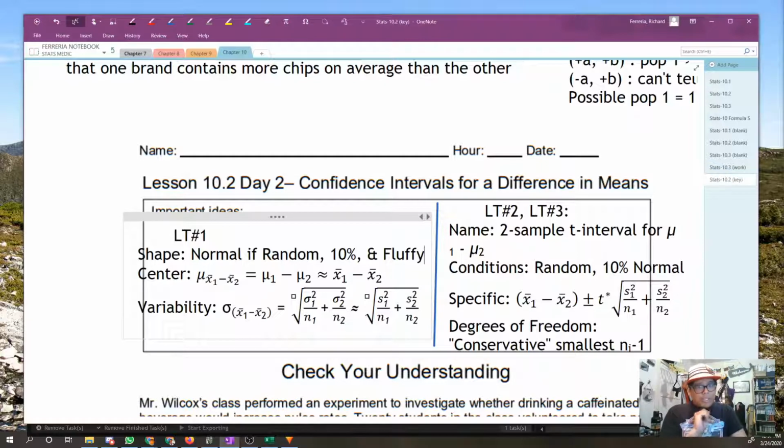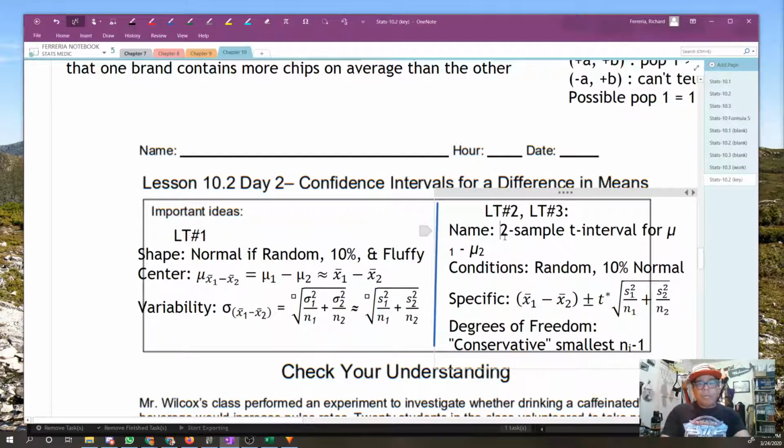What about the changes in the 4-part plan for a T interval? Well, there's not a whole lot of changes. The first change would be the name. Of course, the name is going to be a 2-sample T interval for mu1 minus mu2.